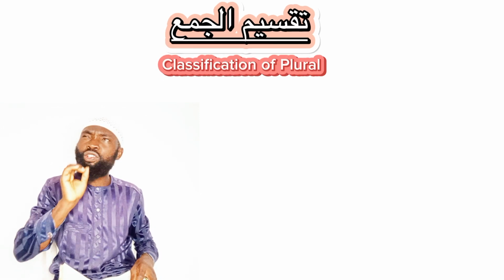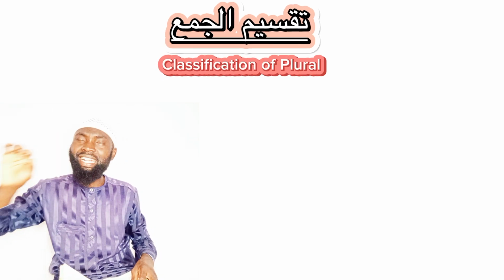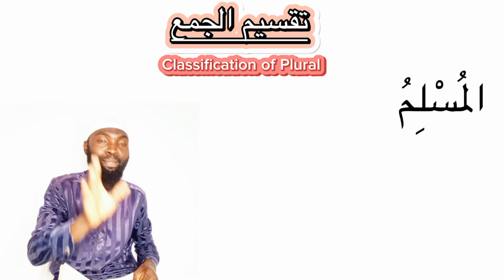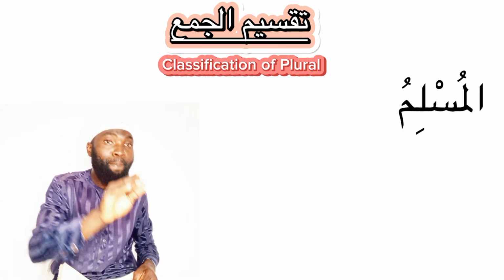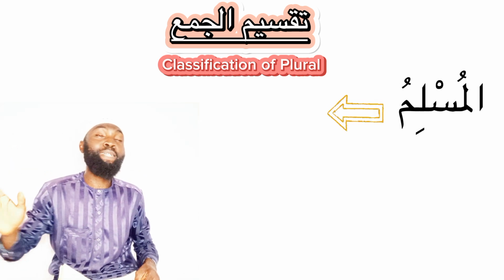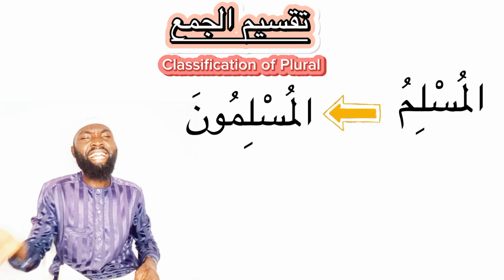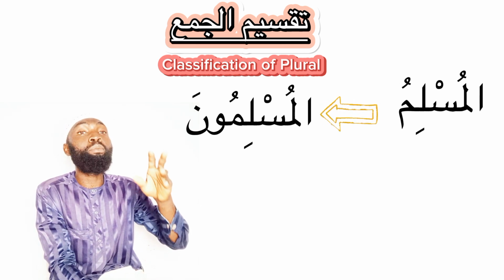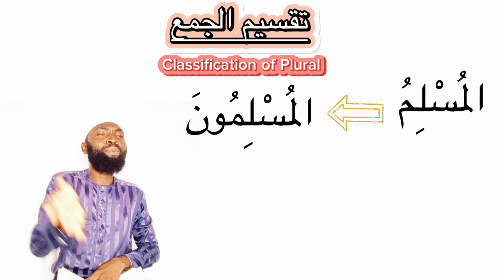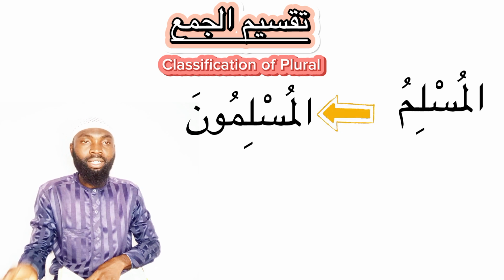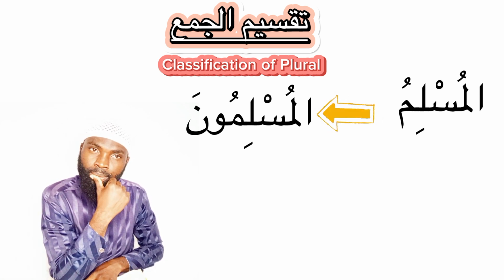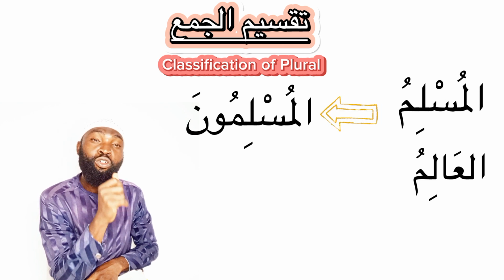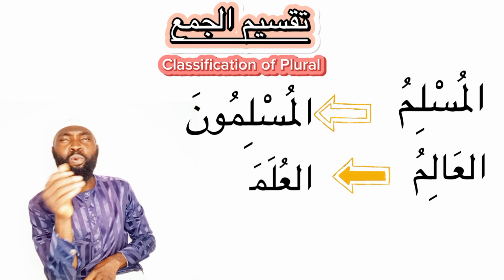We want to see how these plurals are categorized, because when you look at the word al-muslimu, a Muslim, the plural is easy to form because you simply say al-muslimuna. The same thing with the word al-mu'minu, the plural is also al-mu'minuna. Can you see? But consider the word al-alimu, the scholar. The plural will be al-ulama'u.